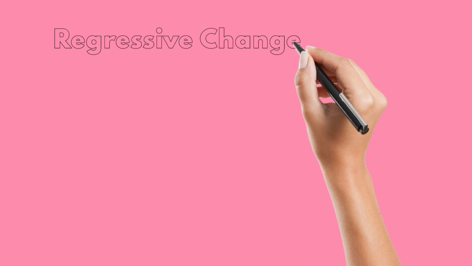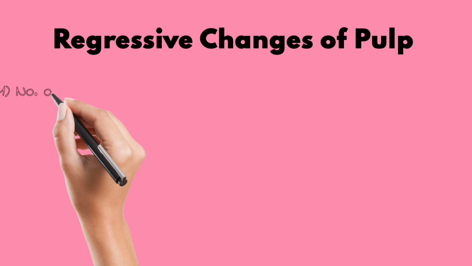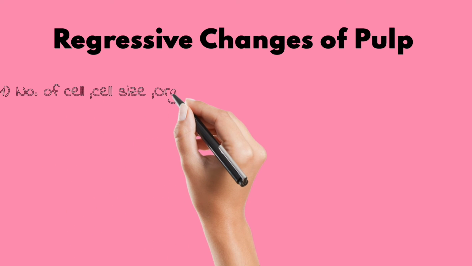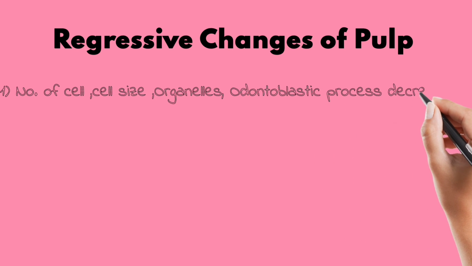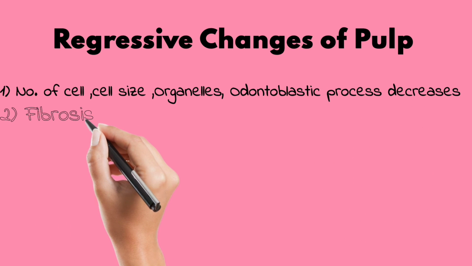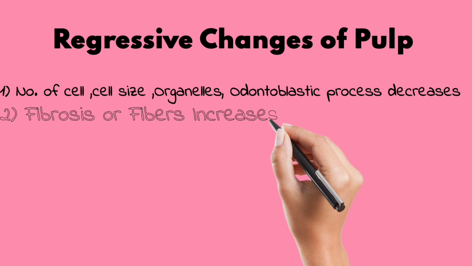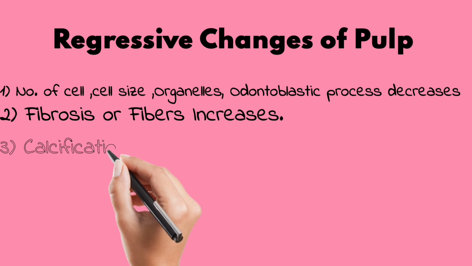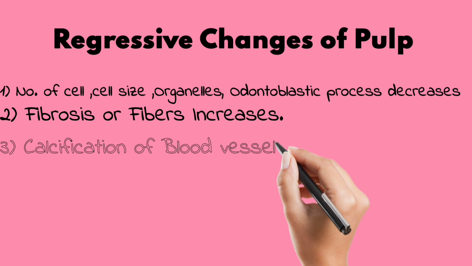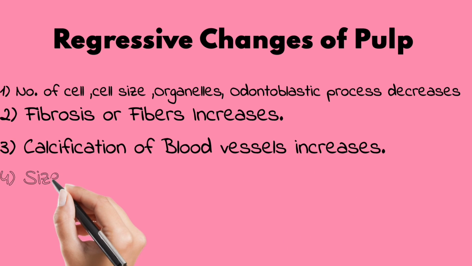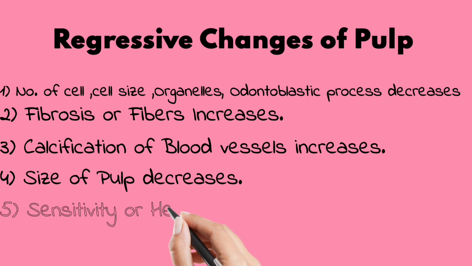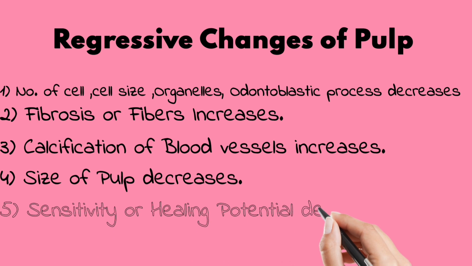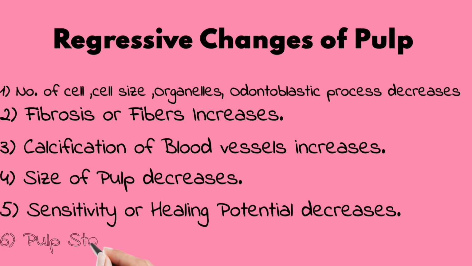Next, we have a very crucial topic, that is the regressive or the age changes of the pulp. With age, the cell number decreases, cell size decreases, number of organelles decreases, and the odontoblastic processes also decrease. With age, fibrosis or the increase in fibers occurs. Also, the calcification of blood vessels increases, size of the pulp decreases, and the sensitivity or the healing potential decreases. Also, pulp stones or denticles increase.